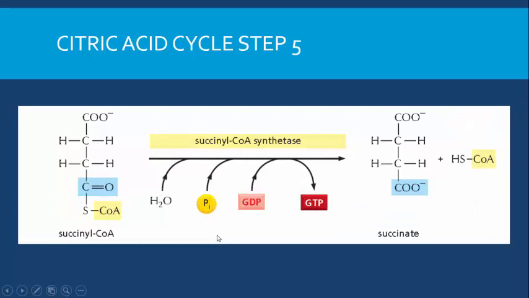Step 5 is a multi-step process where water enters the system followed by a phosphate group. This addition of the phosphate group removes coenzyme A from the molecule. However, within this step, the phosphate is removed to GDP, forming GTP. GTP is very similar to ATP, only instead of adenine, the molecule carries a guanine.